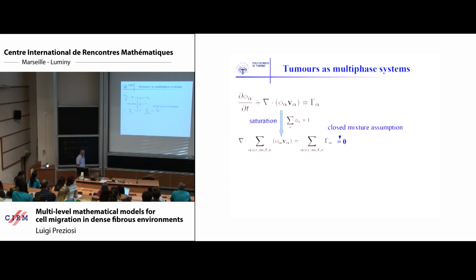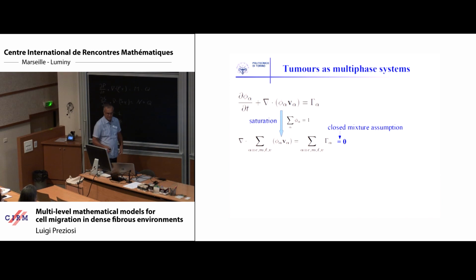Then I already commented about whether the mixture can be closed or open. Closed means that the mass exchanges can only occur between the phases, and you don't have this. So if you have a tumor that is growing in a liquid environment, it is growing because it's sucking the liquid from the environment. This is what happens in a petri dish, where you don't have vessels, in in vitro experiments.